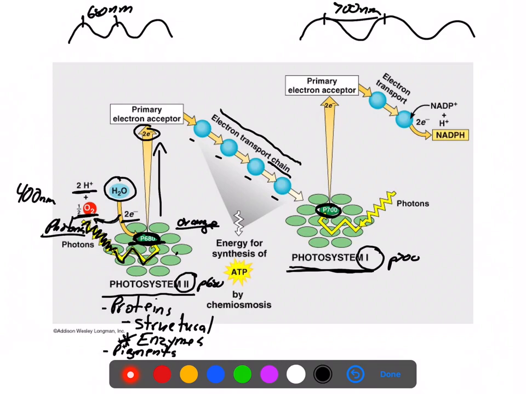So the electron transport chain consists of proteins with metal ions or minerals that help it move electrons from photosystem 2, from here, all the way to photosystem 1 over here. But they go through a chain. So let's practice things that we've learned.